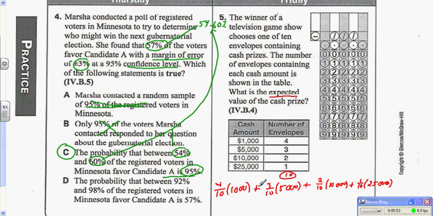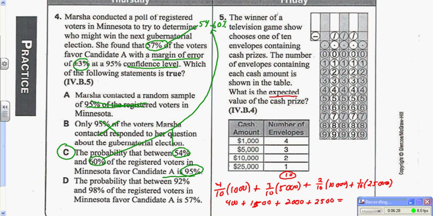Let me find out the probability of each. Well, 4 tenths times 1,000 is 400. 3 tenths times 5,000 is 1,500. That's a 5, pardon. 2 tenths times 10,000 is 2,000. And then 1 tenth times 25,000 is 2,500.